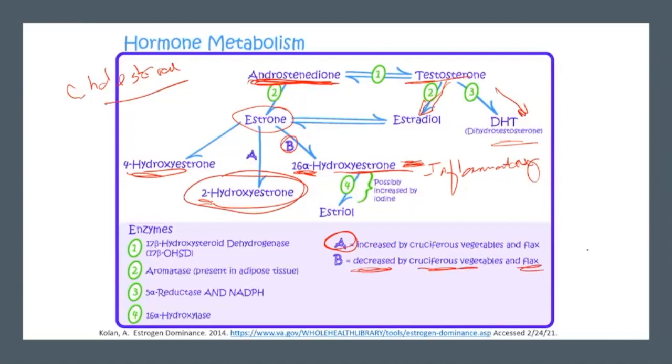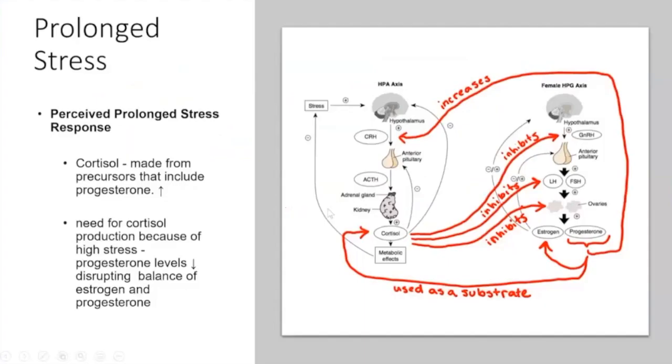So one very simple thing we can do to right the ship on hormone balance: eat cruciferous vegetables, chew them up, cook them, eat them. Very, very healthy for the system.